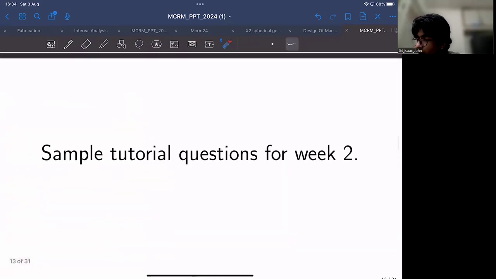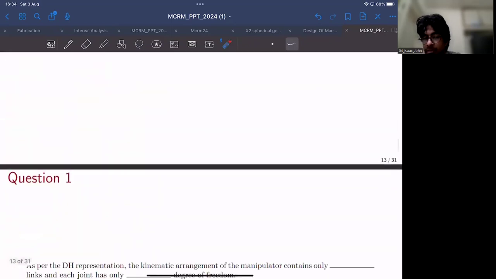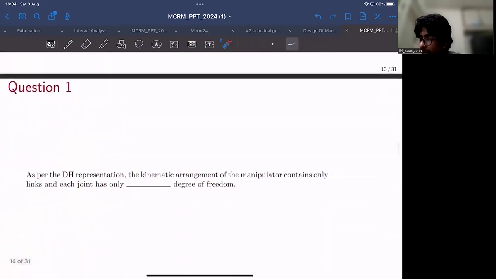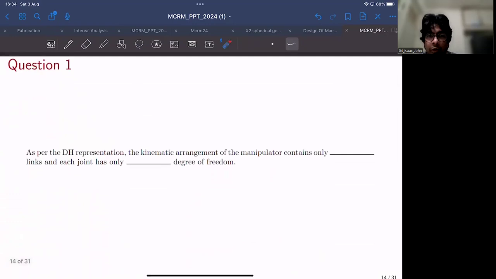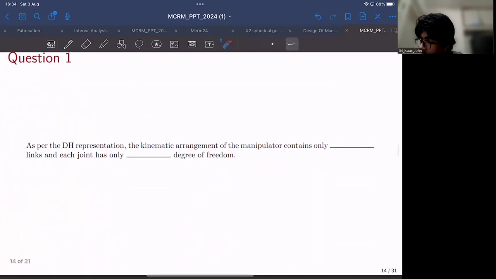And we'll solve some few, maybe 8 or 9 sample problems. These are very elementary simple problems. And you can expect similar problems for the weekly quizzes. So the first question is, as per the DH representation, the kinematic arrangement of the manipulator contains only dash links. And each joint has dash degree of freedom. So if you wish to participate, you can participate. It's not a big deal.